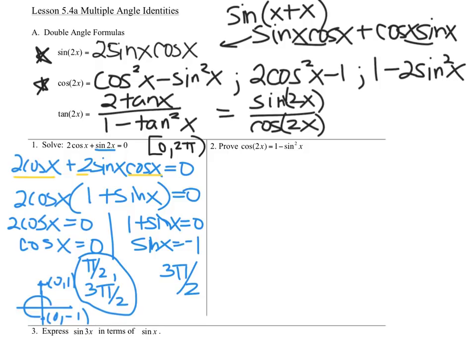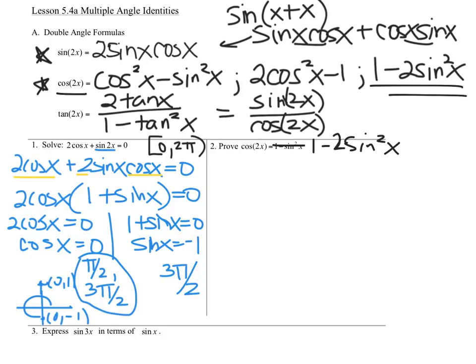Cosine of 2x is equal to 1 minus 2 sine squared x. I'm so glad I saw that, because that would have been horrible to try and prove something that's not true. Well, we were given today that cosine of 2x is equal to 1 minus 2 sine squared x, but let's go ahead and prove it.